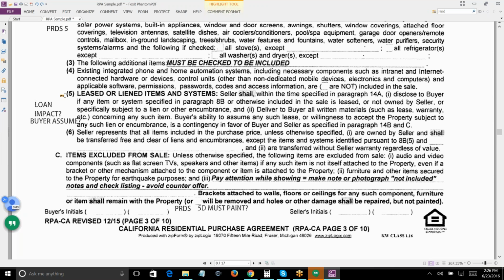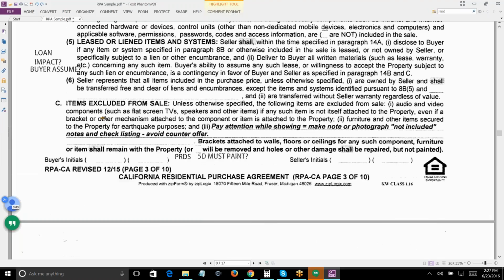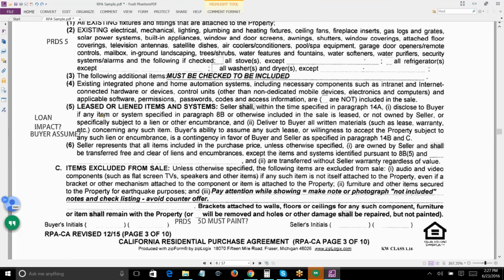That's right. 7 days. 7 days is what it says in 14A. Turn over. And then it says that you have a contingency, it's specified in 14B and C.